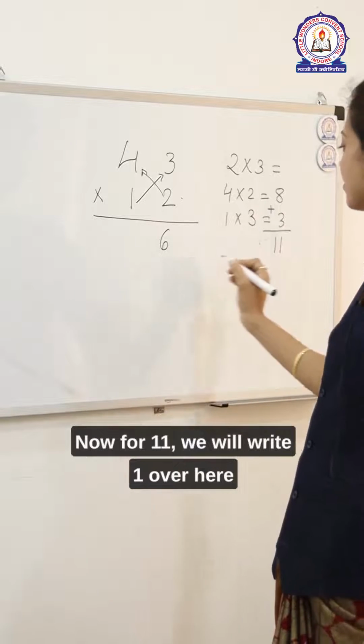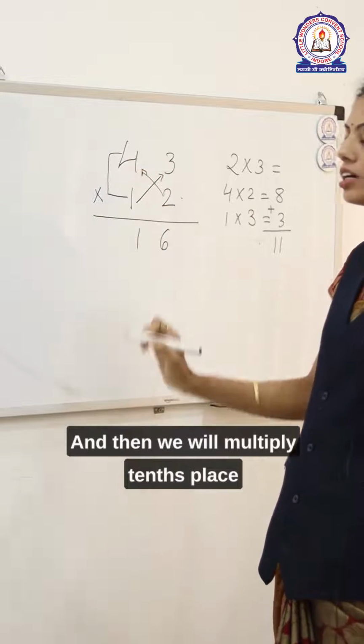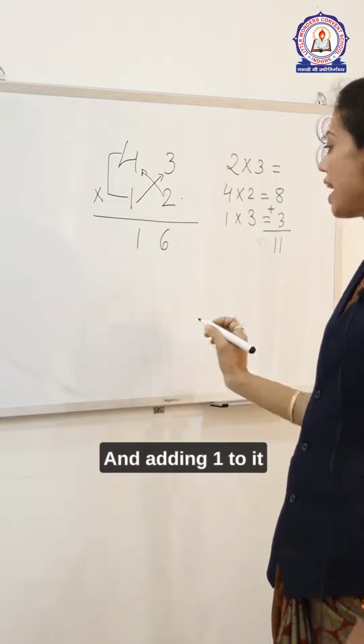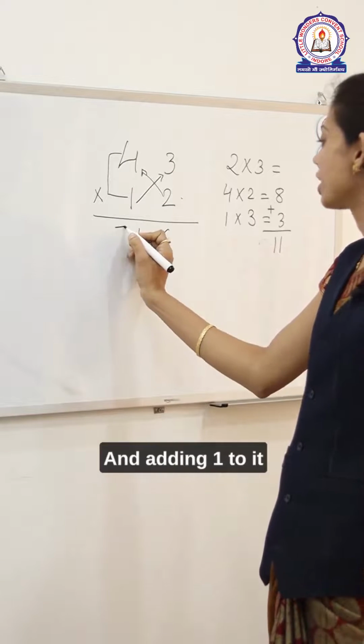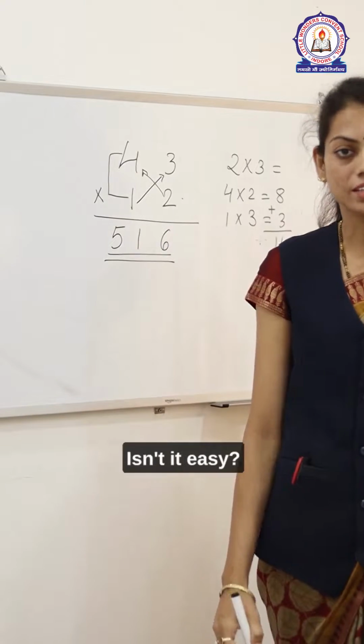Now for 11 we will write 1 over here, and then we will multiply the tens place. 4 1s are 4, and adding 1 to it we get 5, and we are here with our number. Isn't it easy?